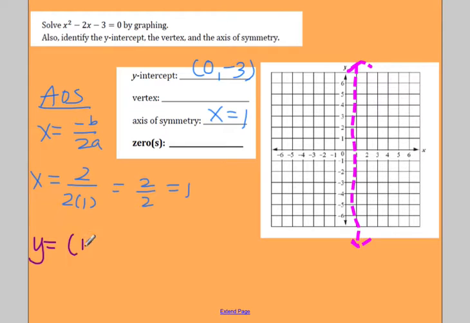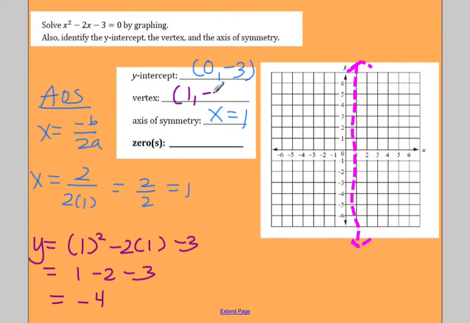So y will equal 1 squared minus 2 times 1 minus 3. So this gives me 1 minus 2 minus 3. 1 minus 2 is negative 1. Negative 1 minus 3 is negative 4. So the vertex is (1, -4).